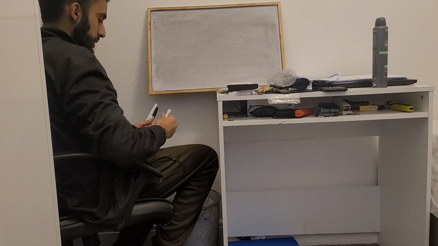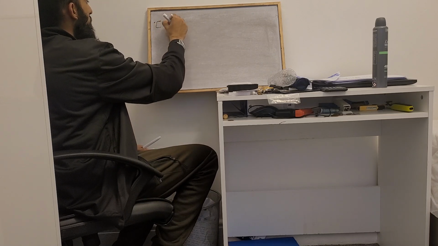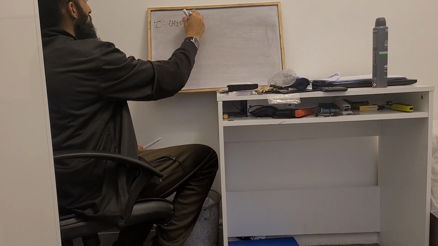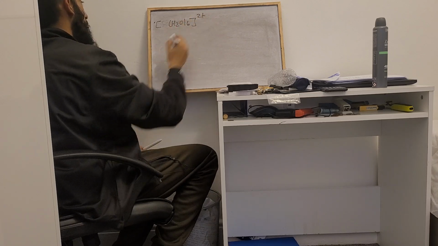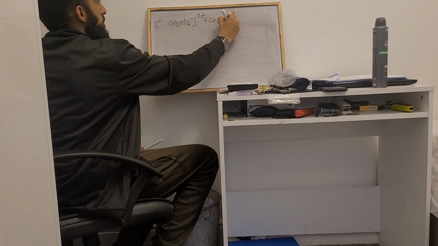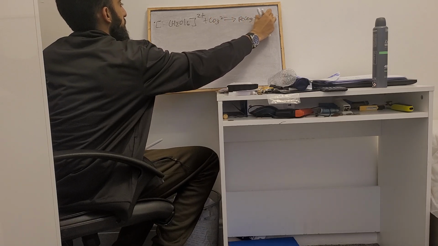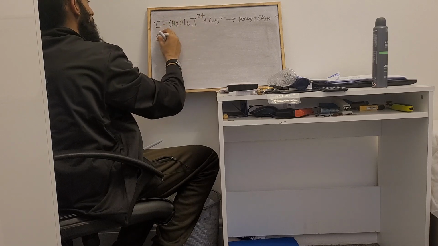So let's get through this now. [Fe(H2O)6]2+. In this case, we're adding carbonate ion. So we're going to add CO3 2 minus, and then we're going to form FeCO3 plus 6H2O. Same thing with copper.